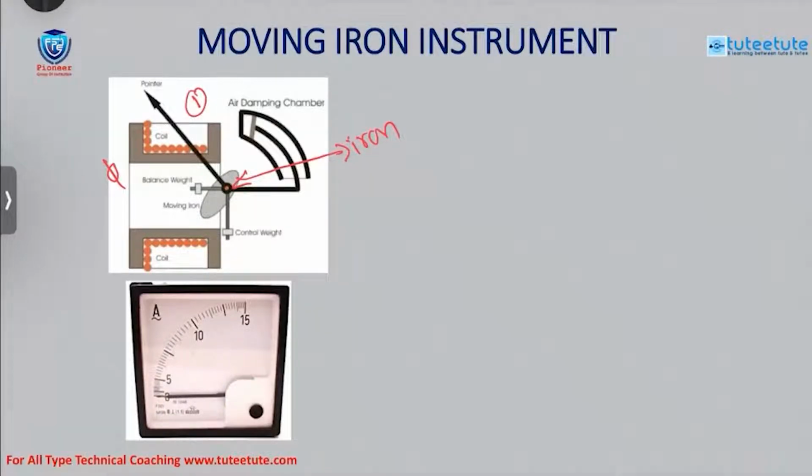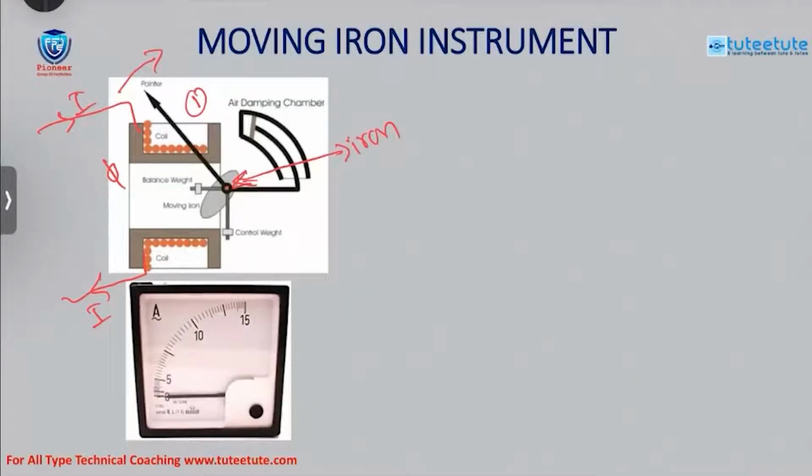Measuring quantity means, suppose we are going to measure a current. Let's take a current. We connect it like this: the current flows through like this and returns like this. Because of this, flux is created and a magnetic field is created. This magnetic energy will attract this iron piece. Whenever the iron piece is attracted, during this process some torque will develop. This torque is nothing but the deflecting torque. Thereby, the pointer starts moving.